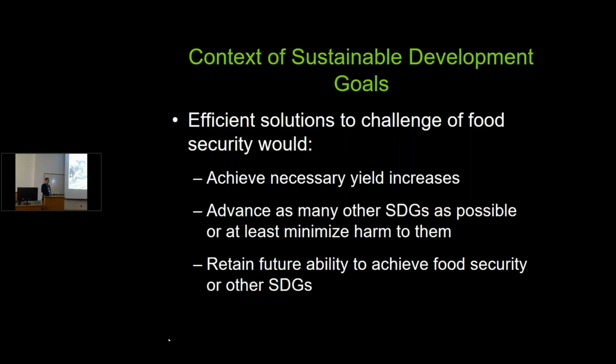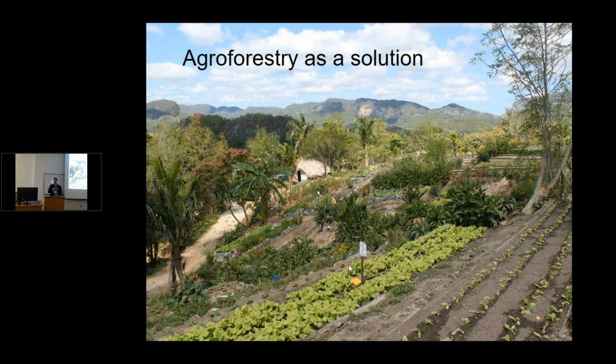So this will be familiar to some of you. We had a lovely lunch here. A recent delegation from the University of Illinois went to Cuba. Fantastic example of an agroforestry system here.